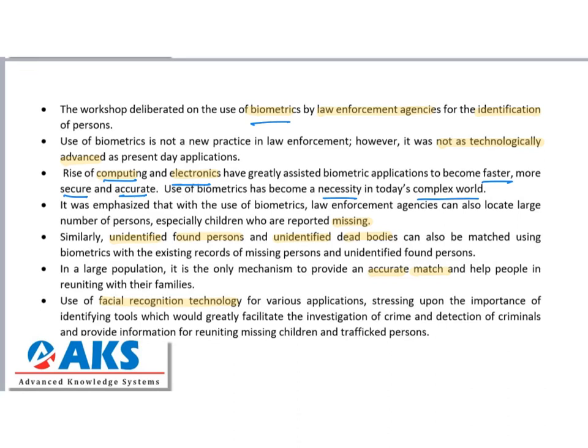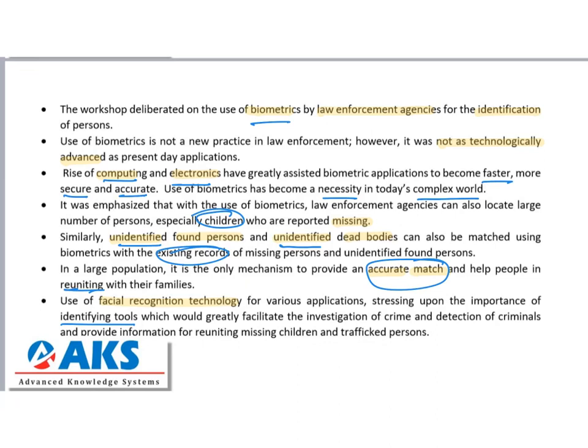Also, it was emphasized that with the use of biometrics, law enforcement agencies can also locate large number of persons, especially children who are reportedly missing. Similarly, unidentified found persons and unidentified dead bodies can also be matched using the biometrics with the existing records of missing persons and unidentified found persons. In a large population, it is the only mechanism to provide an accurate match and help people in reuniting their families.